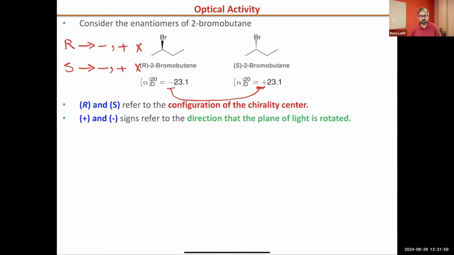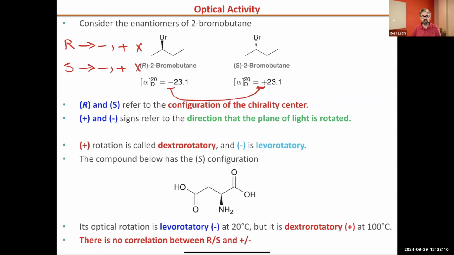R can be plus or minus. S can be plus or minus. Don't connect them. Don't say that because R is negative here, R forever is going to be negative. That's not true. R can have any direction.